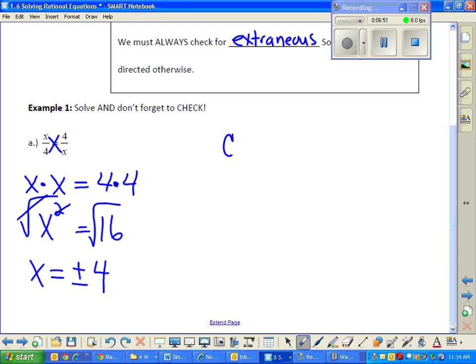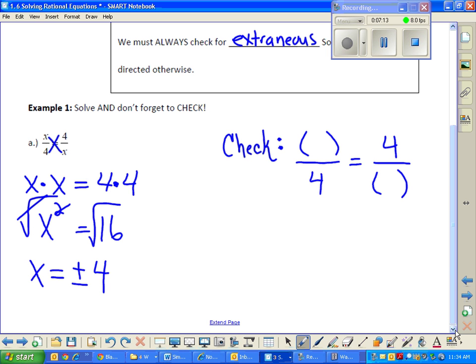I always check it by copying down the original equation. And then wherever there's an x, I leave a blank. So the original equation says x over 4. I'll write that down as blank over 4. And then that's supposed to be equal to 4 over blank. I'm now going to use my property of substitution to check.